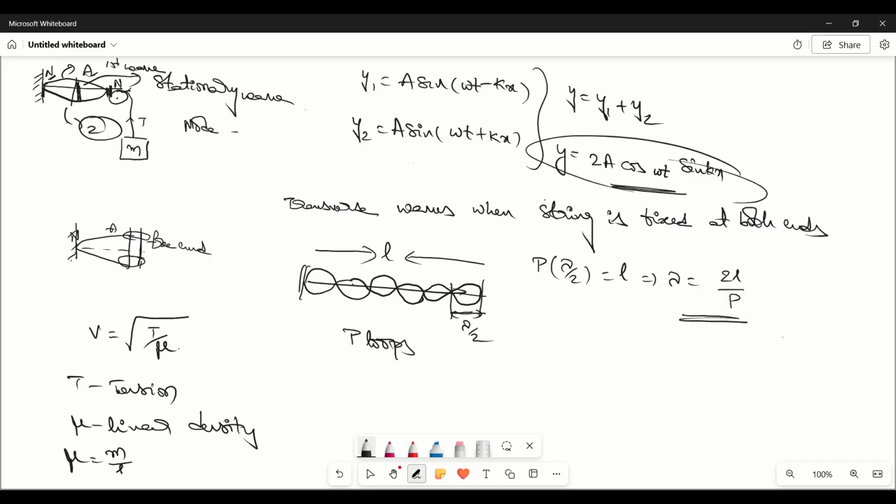When we substitute these two values, the speed and wavelength, in the expression v equal to f into lambda, we can represent f equal to v by lambda. So let's substitute the values: f equal to p by 2L into the square root of T by mu. This represents the expression for frequency, and it is a common equation. Based on this common equation itself, we can represent the number of modes formed across the string.